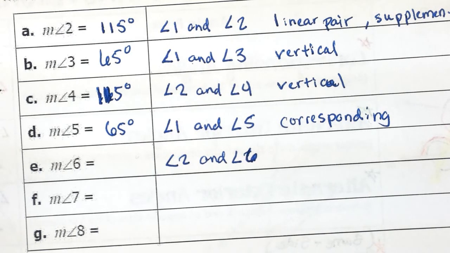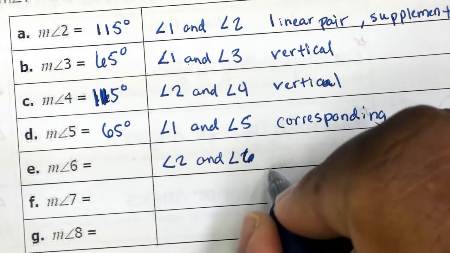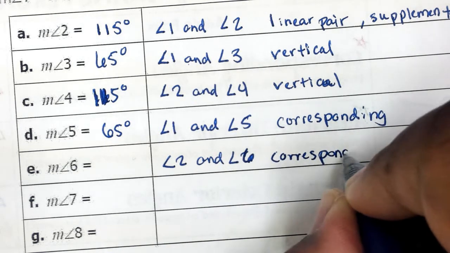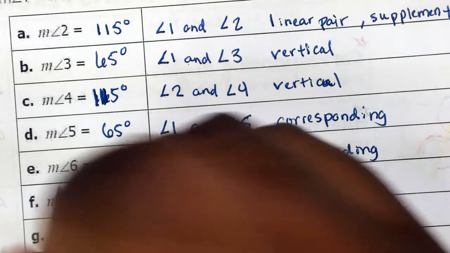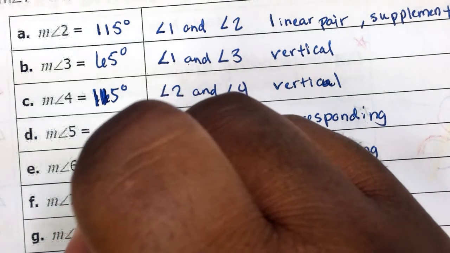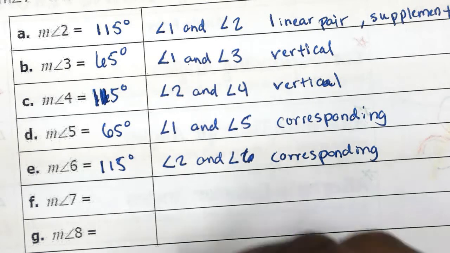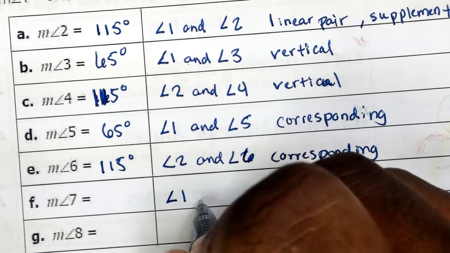Go ahead, Emma. Corresponding angles. So they said 115. Billy, on number 7, not the angle so much as the relationship. What's the relationship between angle 1 and angle 7, Billy?